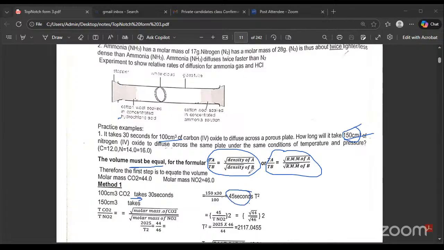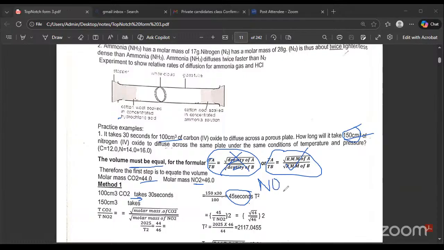After getting that one, you now use the molar masses. Because we do not have the densities of those gases, we don't use that one. We use the one in parallel. Now, how to calculate the molar mass, I've shown you. So the molar mass of this one is 44. For nitrogen peroxide also, there's no problem. We can do it.